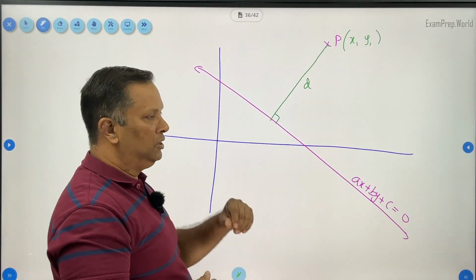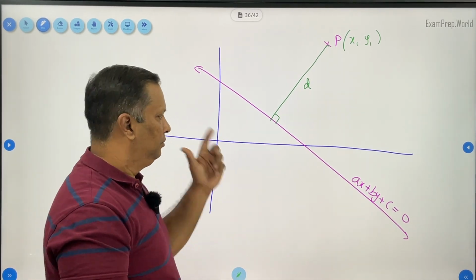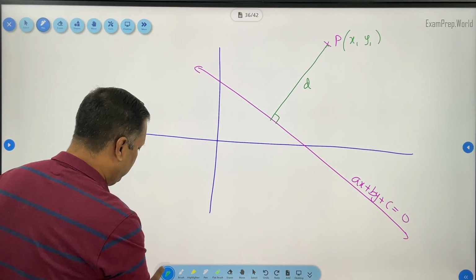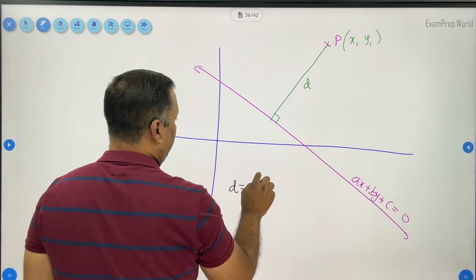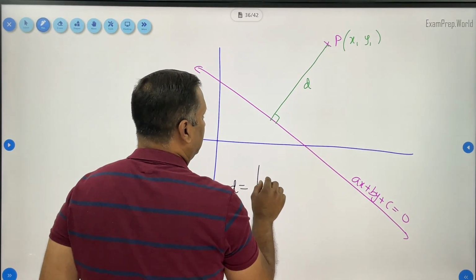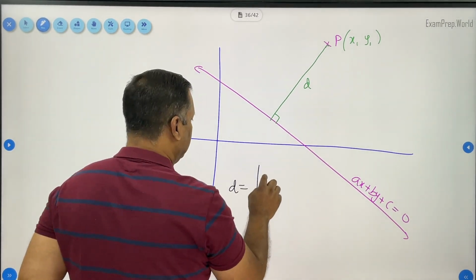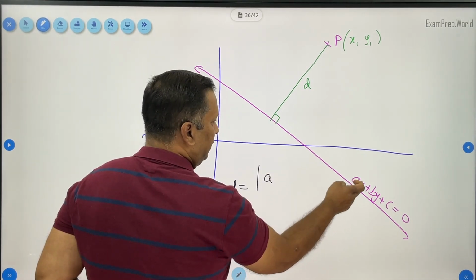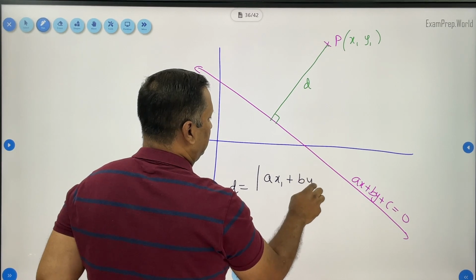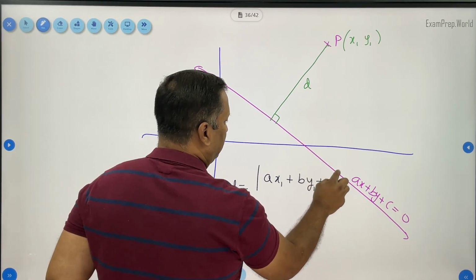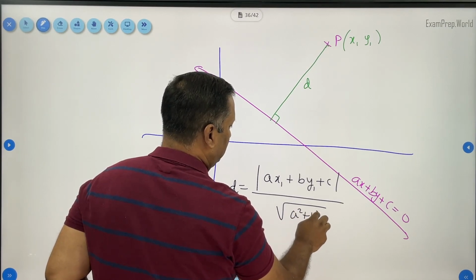Now how do you find this distance? There is a very simple formula which we just saw in the previous screen. I'll write it here. You also note this one in your notebooks. So distance is given by the mod value, absolute value, because it may be positive or negative. So finally you have to find the absolute value. A, instead of x you will write x1, plus B, instead of y you will write y1, plus c, by root of a square plus b square.